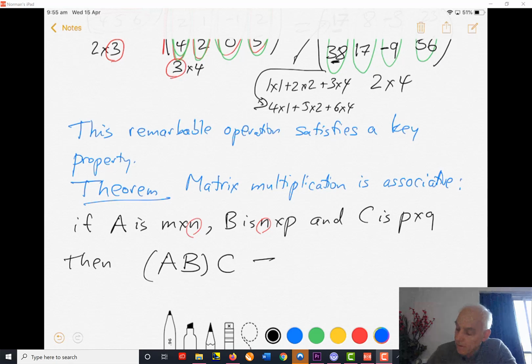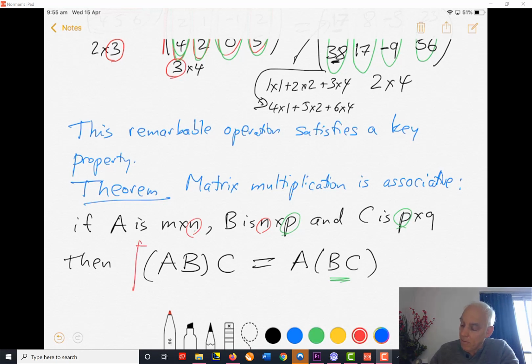On the other hand, B times C also makes sense, because if we go to B and C, this P and this Q are the same. So that means this product here, BC, is defined. And the result of that will be an N by Q. And we can multiply that by A, because the last index is N in A. So both the left and right hand side are well defined.